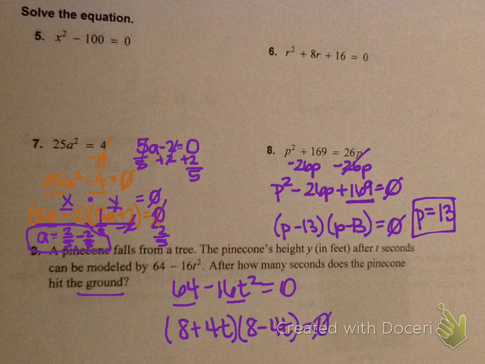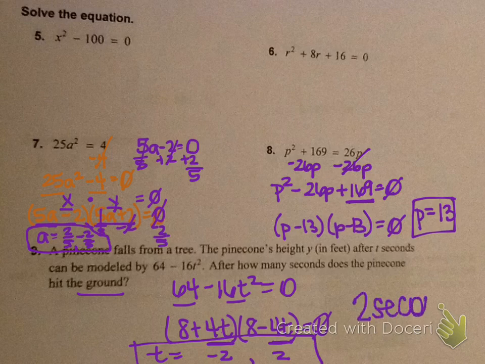And so when we go to solve these, 4 times negative 2 would be negative 8 plus 8. So this would be negative 2. This would be positive 2. So the time would have to be negative 2 seconds or positive 2 seconds. And so therefore the pine cone hits the ground after 2 seconds.